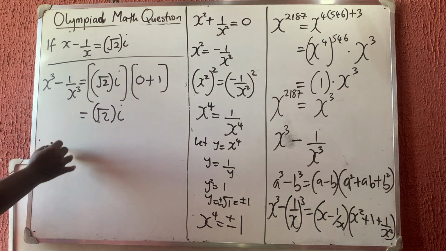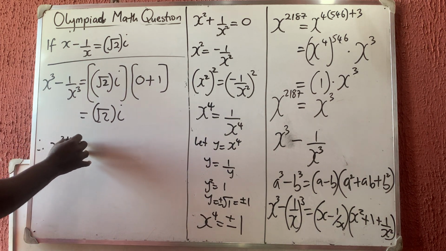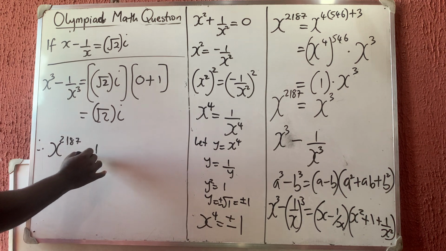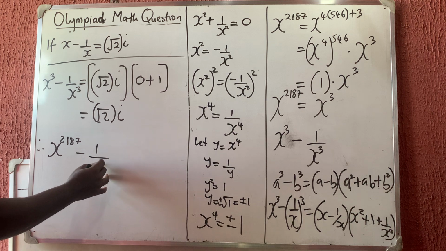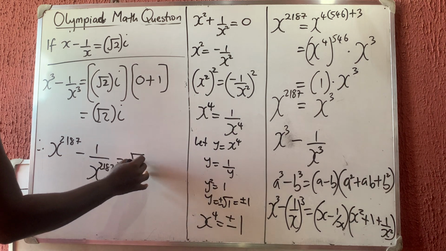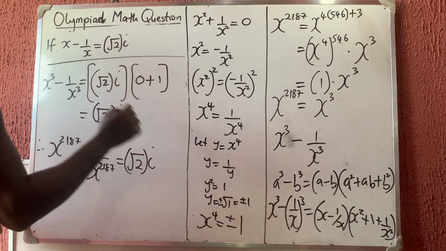So therefore, x raised to power 2187 minus 1 over x raised to power 2187 is equal to the square root of 2i.